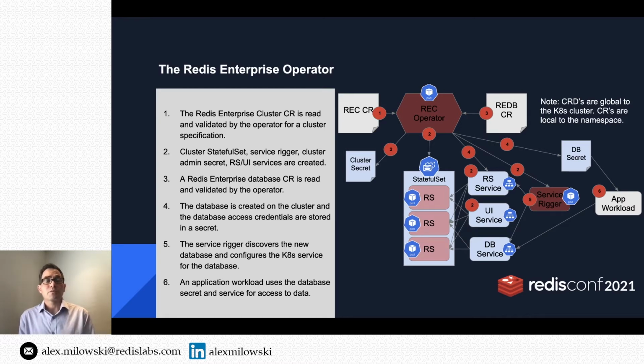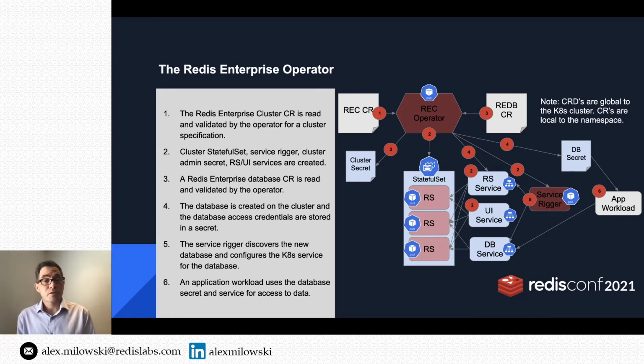And there are 2 kinds of custom resources our operator manages, one of which is for the cluster. The cluster rec specifies things like size of the nodes, how many nodes you would like to have in your cluster, and various other settings. And when the operator discovers one of these things, it will go and create the cluster secrets and create a stateful set and the Redis Enterprise UI and API services and metrics endpoints.